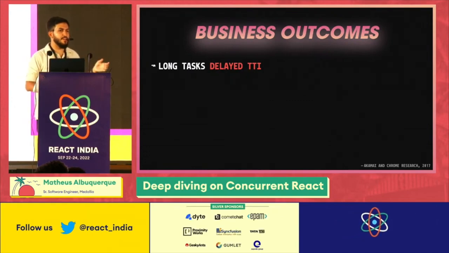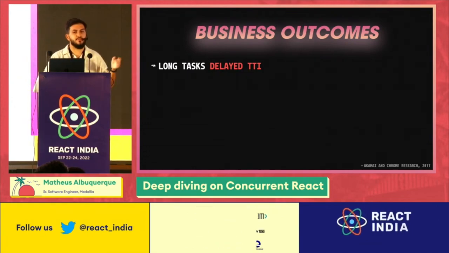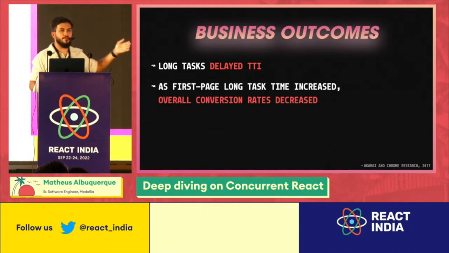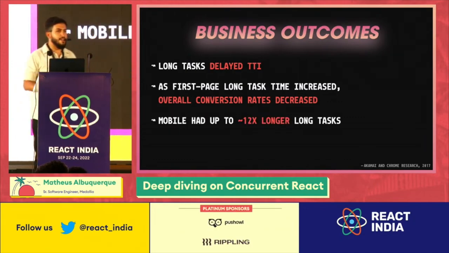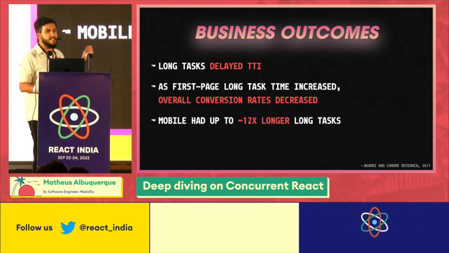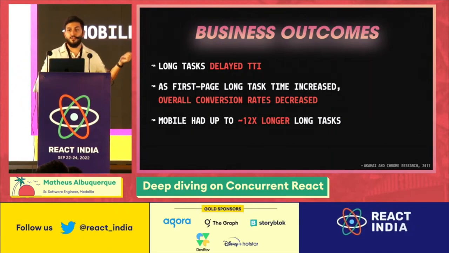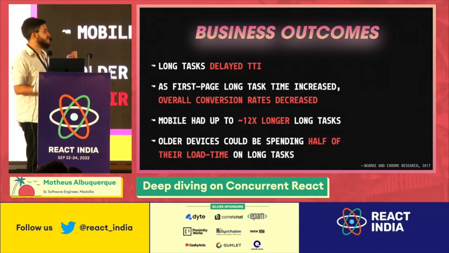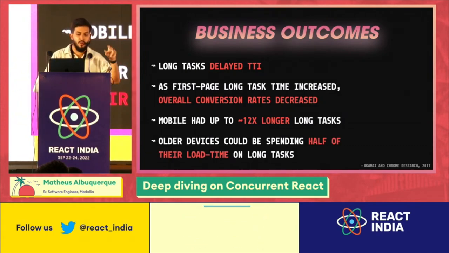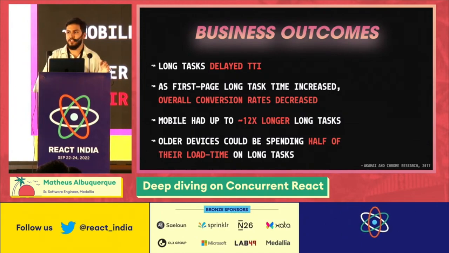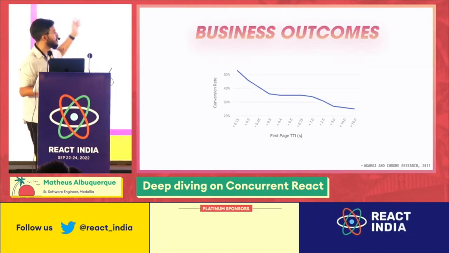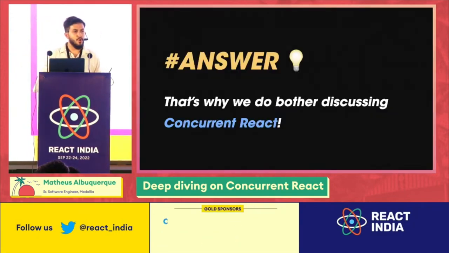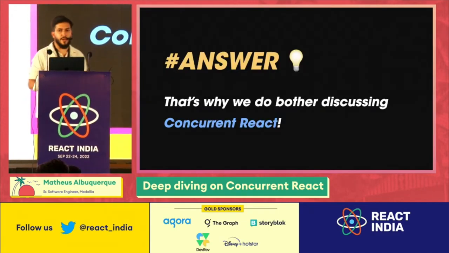And of course, this does bring business outcomes. The first thing is that long tasks delay the time to interactive. But not only that, because of this, the overall conversion rates decrease. And on mobile, these long tasks are 12 times longer, so they're even worse. And it's terrible because old devices could be spending half of their load time on long tasks. And if that sounds really bad, it's even worse when you see a chart of how this affects your business. So that's why we bother discussing Concurrent React.